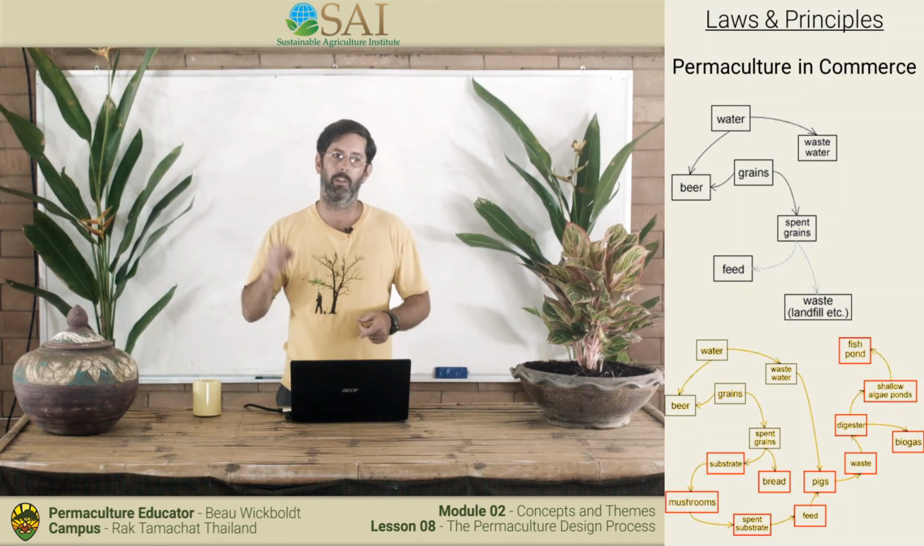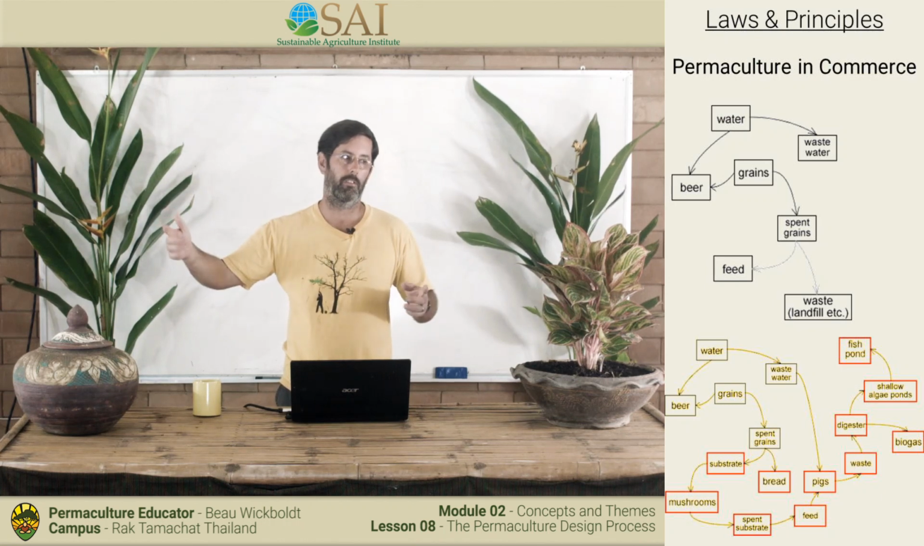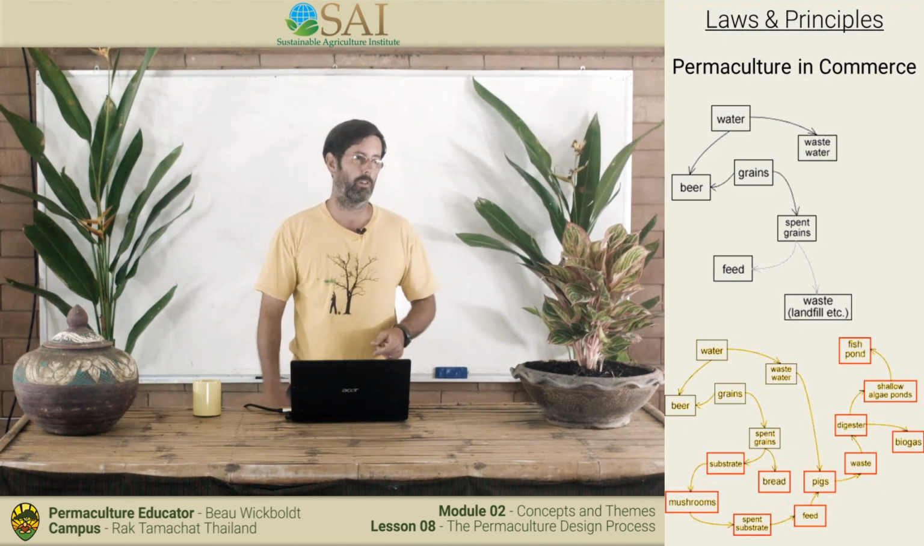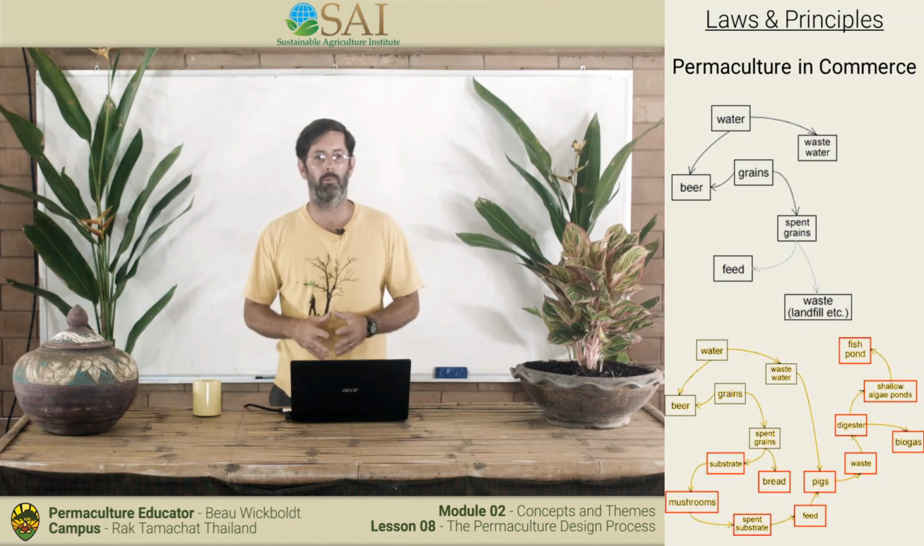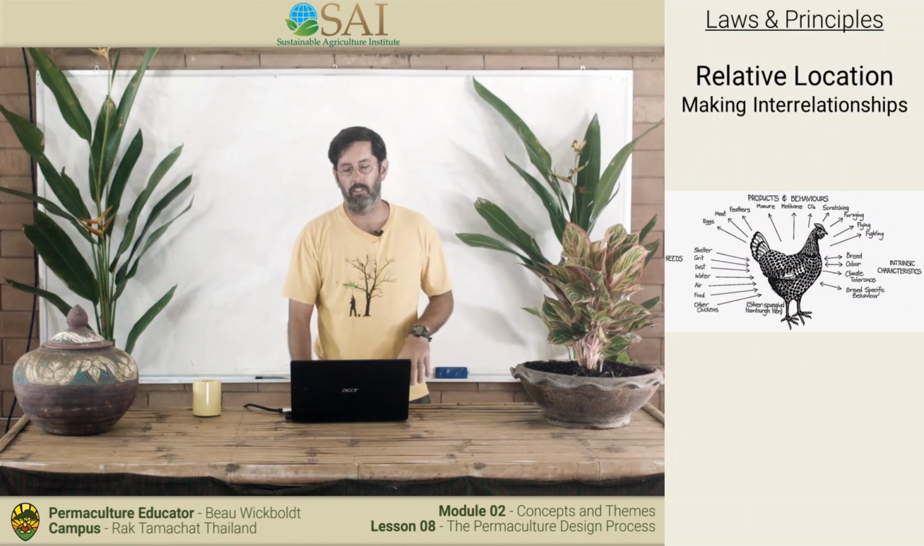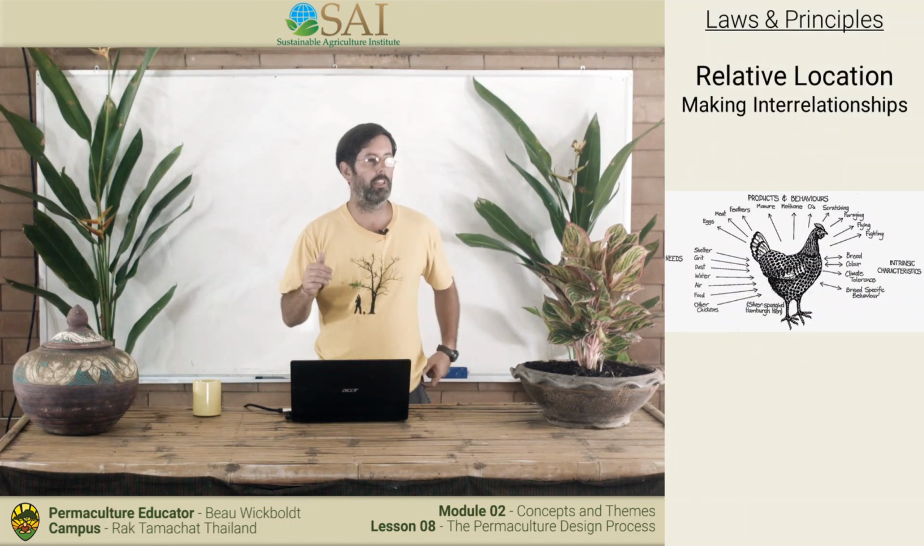So ours is a much more input-output, long chains, systems utilizing sun for as long as we can. And theirs is very short supply chains. And short supply chains create waste because they just say, put it in the garbage. So cool. Relative location, make your interrelationships.